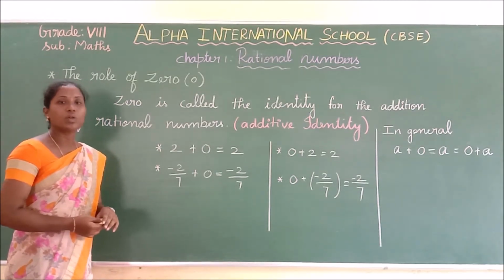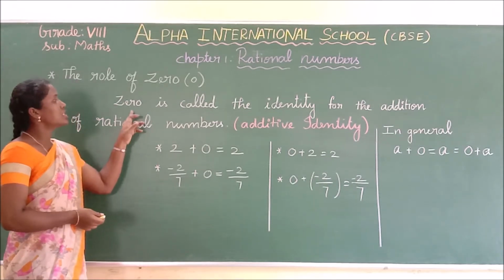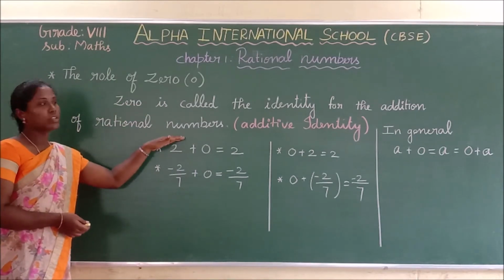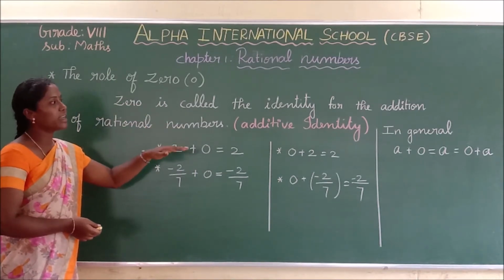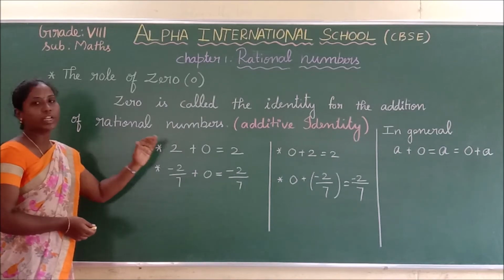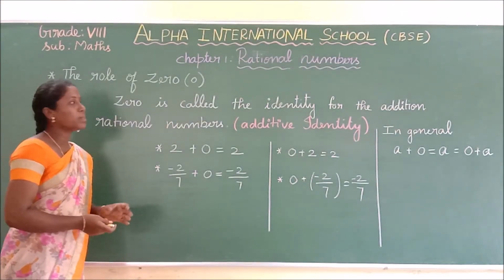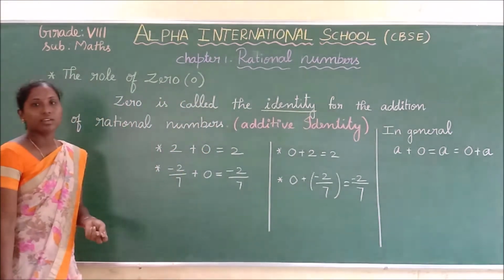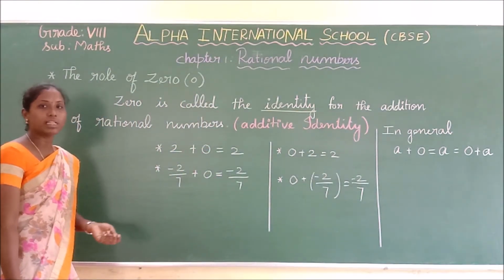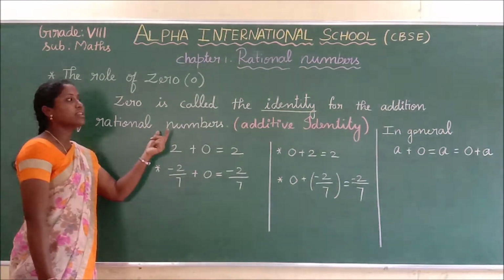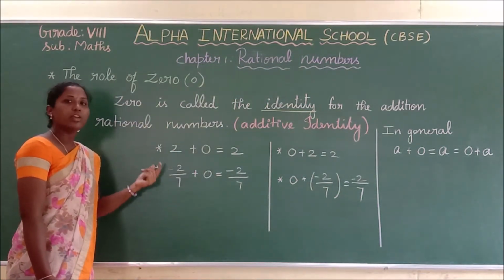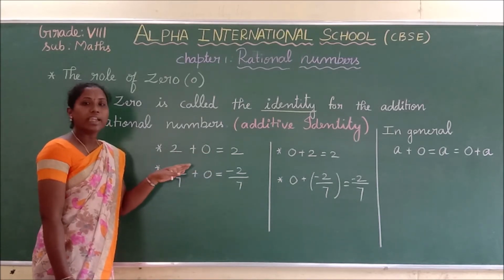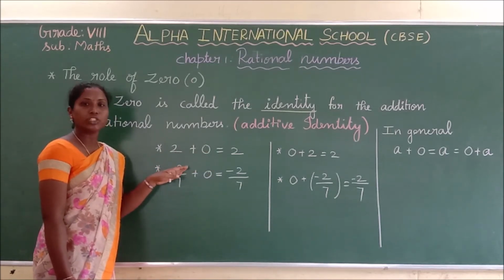So what is the role of zero for rational numbers? Zero is called the identity for the addition of rational numbers. What is meant by identity? The word identity, we can say the meaning is similar. So, if you add 0 to any rational number and you get the same number as the answer, then 0 is called the identity for addition of rational numbers.